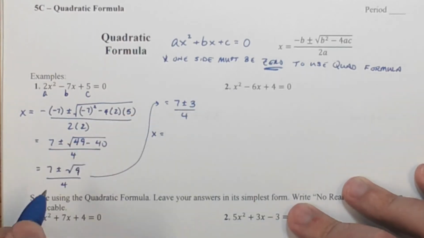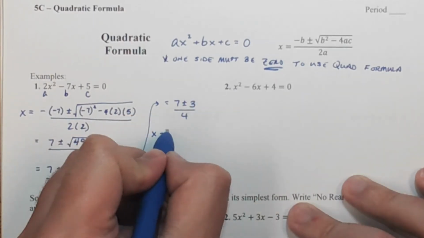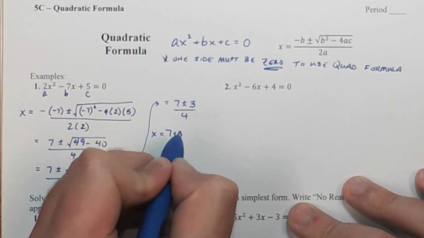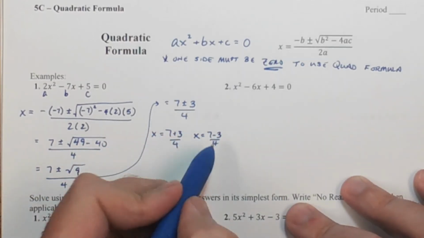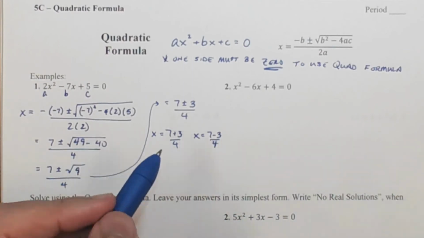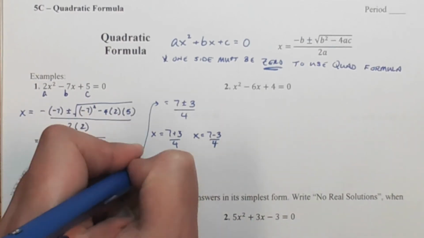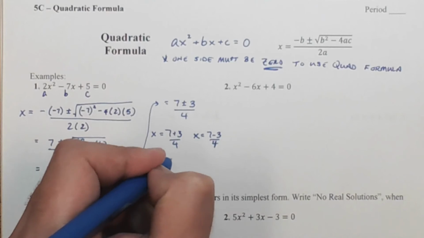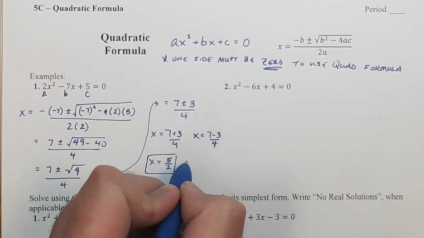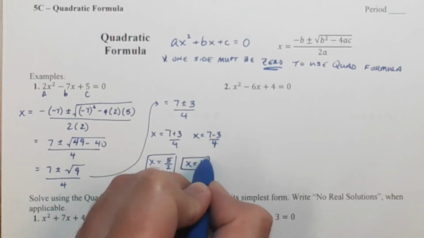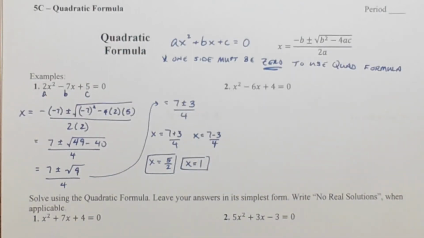And this is going to give me two answers. So 7 plus 3 over 4 and 7 minus 3 over 4. There's no square roots here, so we can simplify this. Okay, so this would give me 10 over 4, which is 5 over 2. This would give me 4 over 4, which is 1. So 5 over 2 and 1. Okay?